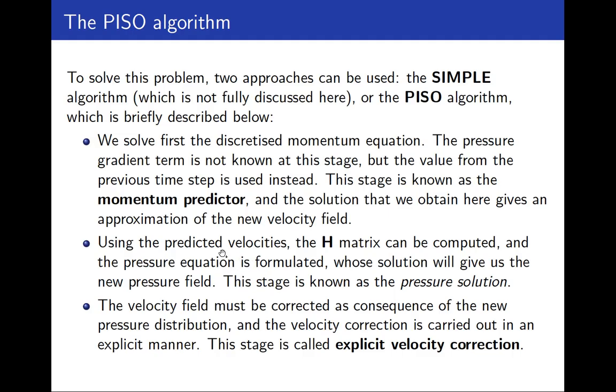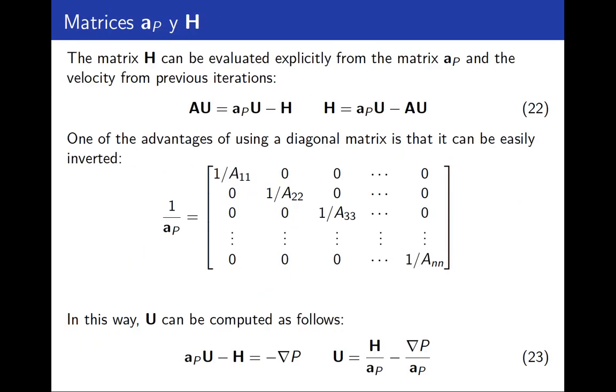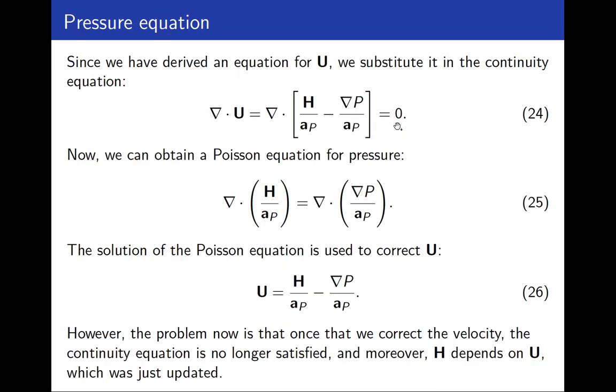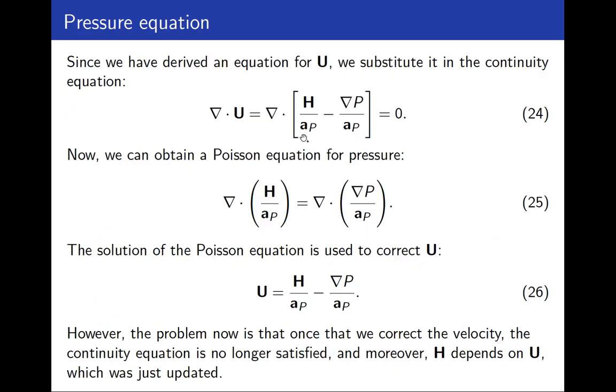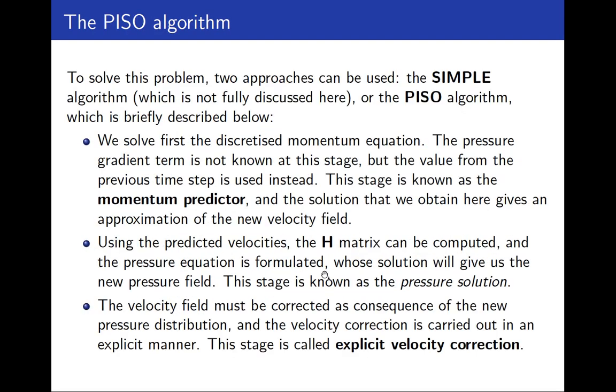And once we calculate this new velocity field, we will use those velocity values to calculate h, that, remember, can be evaluated explicitly using equation 22. And then the pressure equation can be formulated. So once we have h, we will obtain this equation 25, which is the Poisson equation for pressure. So this stage is known as the pressure solution.